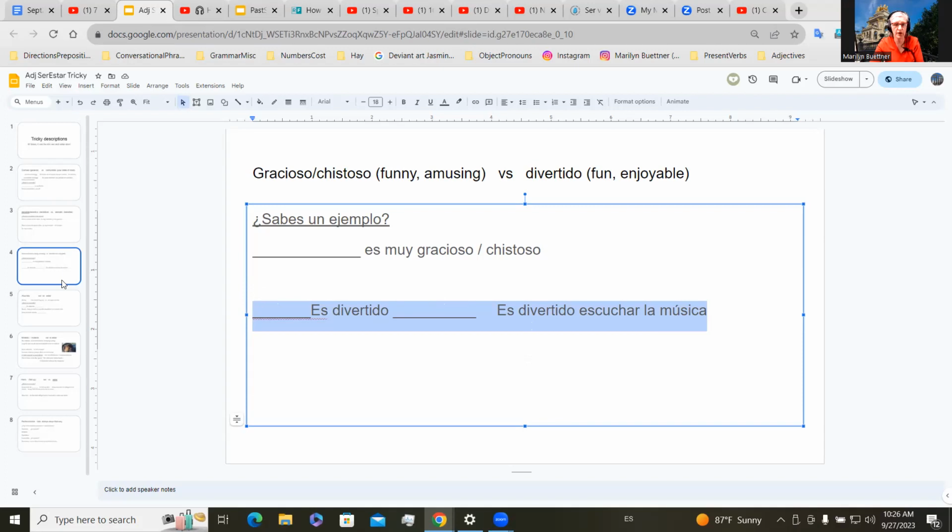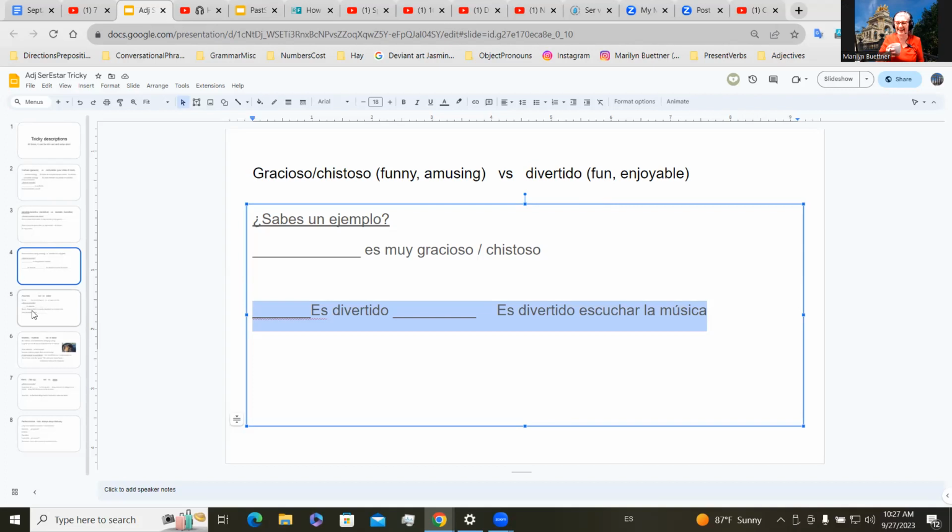Eso es. Sí, Mark, did I see your hand up? Yeah, es divertido ir a los partidos de deporte. Sí, es divertido ir a los partidos. Fun to go to the games. Muy bien. Bueno, y sí, Mariana. Es divertido ir a la playa. Es divertido ir. It's fun going to the beach. Okay, it doesn't make you laugh. It's just enjoyable.